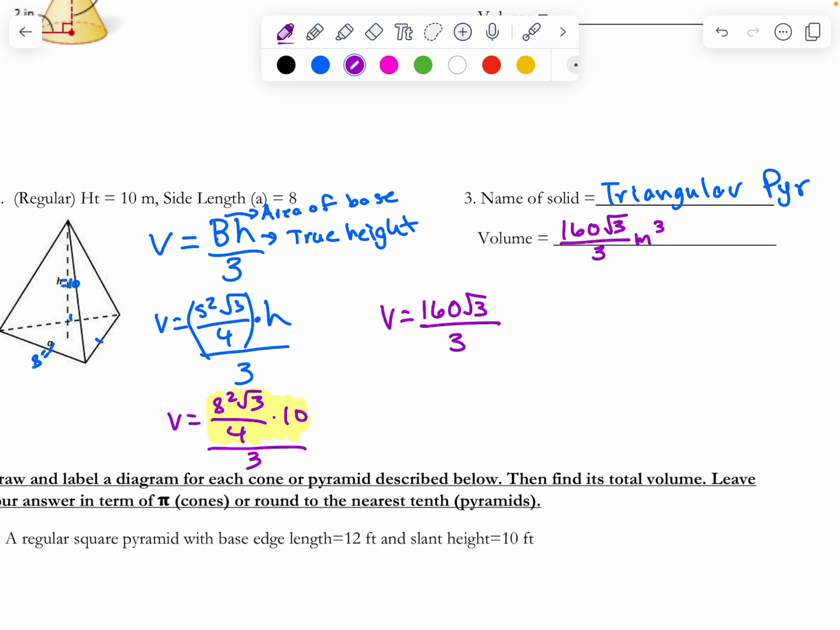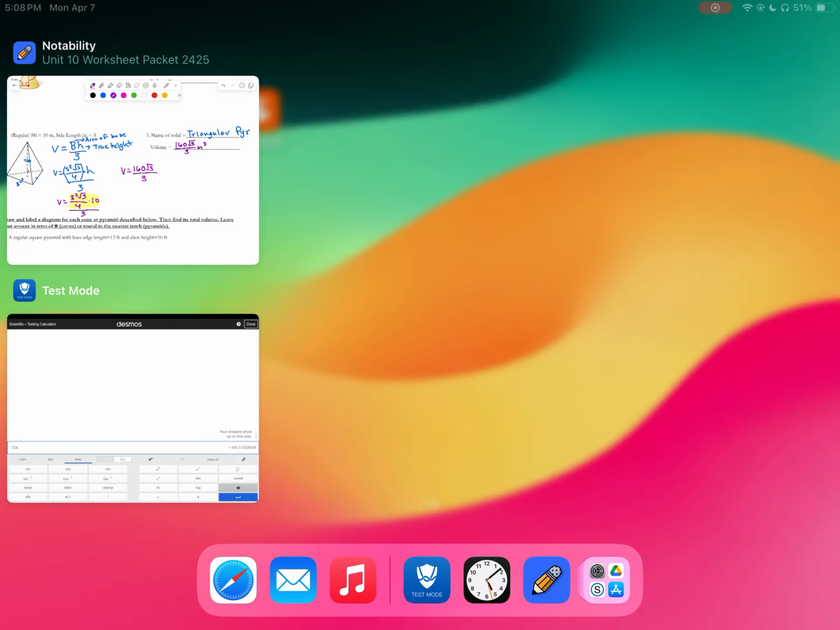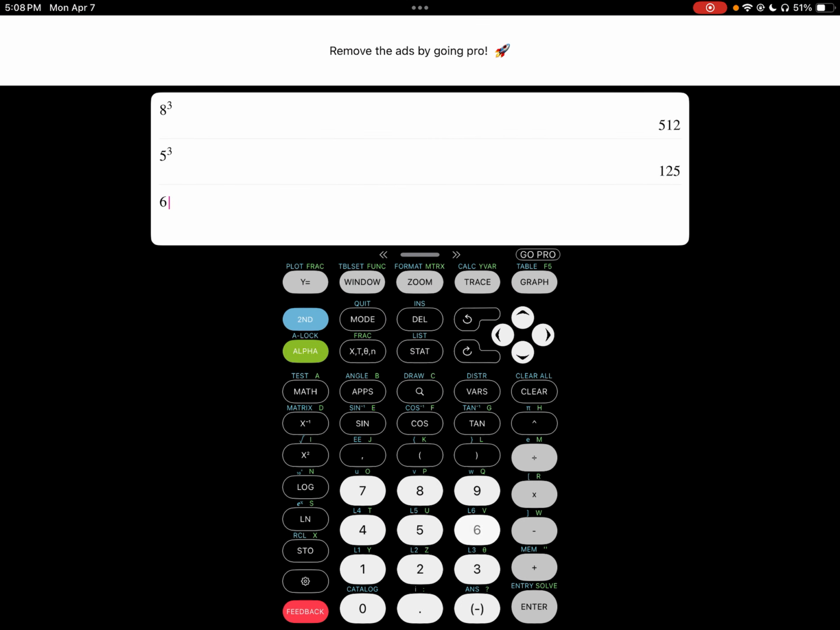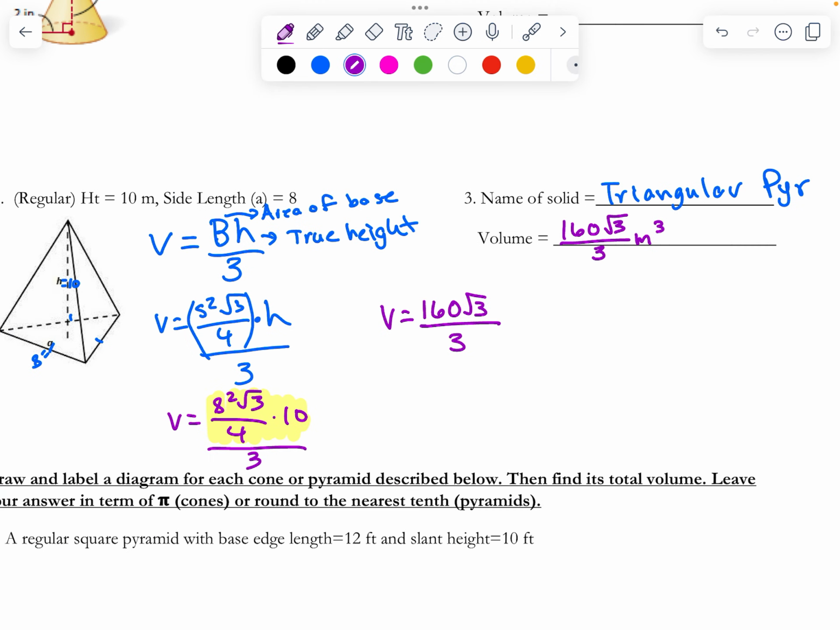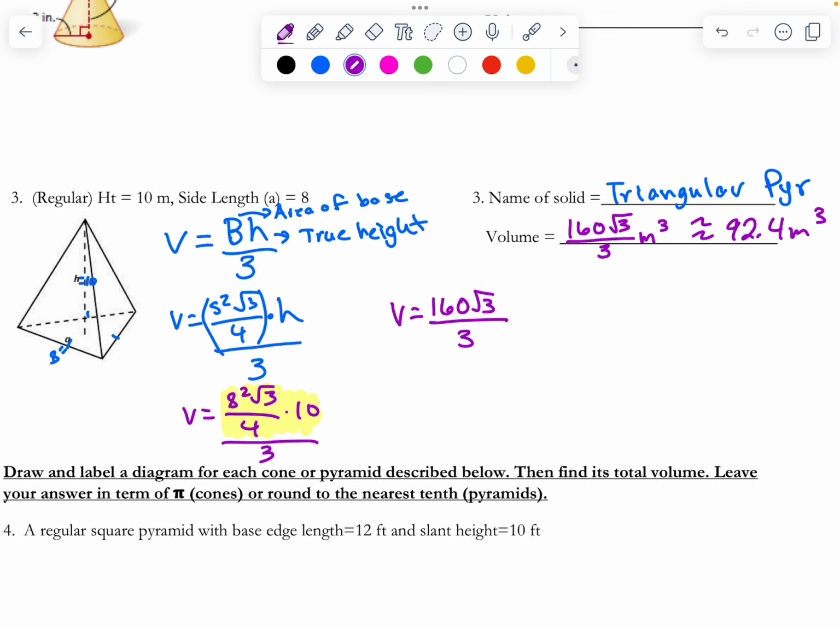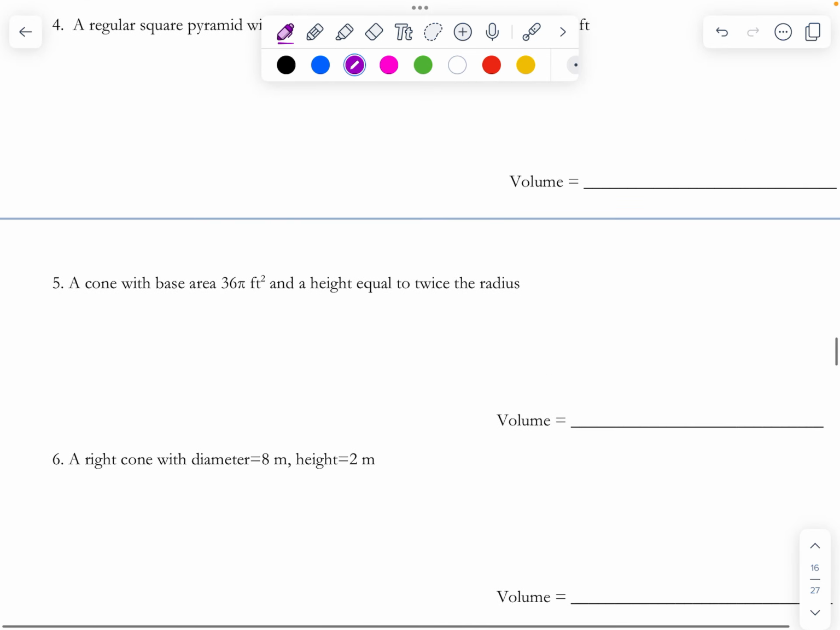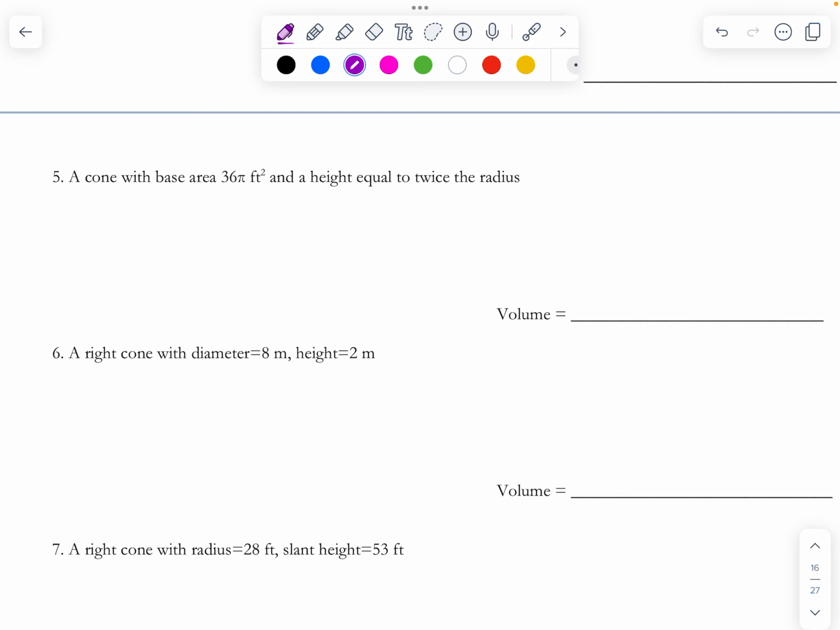And if you put this in the calculator, what would we get? If you put this in your calculator, 160 root 3 divided by 3, I got 92 point. Let's do one decimal. So 92.4. And that's my answer. All right. Now let's keep going. Let's do, why not, number 5, a cone this time.